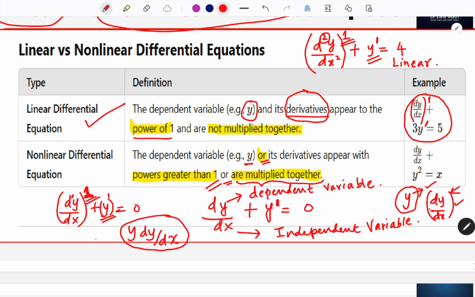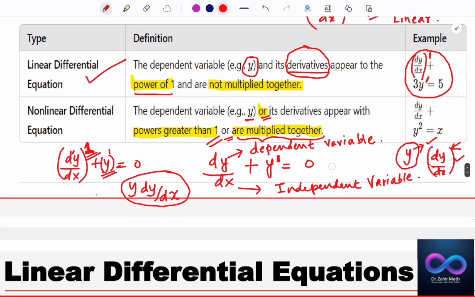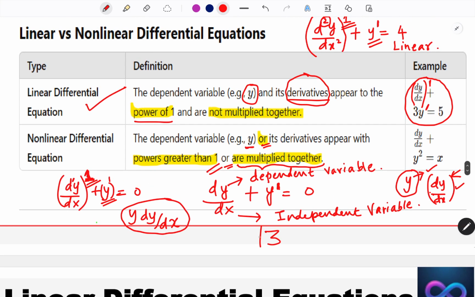So we have three situations in this. How many situations are there? We have three situations. What are the three situations? Let me explain again. The first one is y power. If it is more than 1, it is a non-linear differential equation. And the derivatives, if it is dy by dx or d square y by dx square, anything higher order, okay?